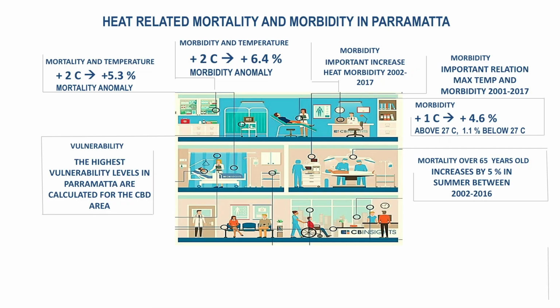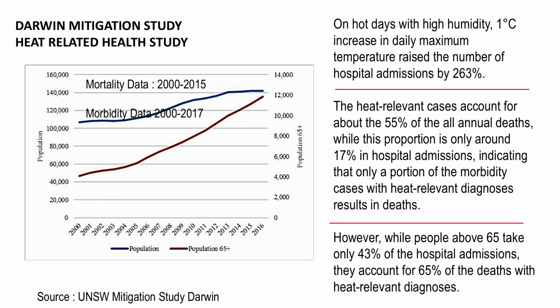Having this data, we tried to collect real information in Sydney and other Australian cities. And I can tell you that from real data, mortality is increasing in Western Sydney up to 5.3% once temperature increases by 2 degrees, and morbidity is increasing by 6.4%. It's huge. Also, during the last 10 years, there's been a tremendous increase of the average mortality and morbidity in Western Sydney. Same in Darwin. These are real data from Darwin.